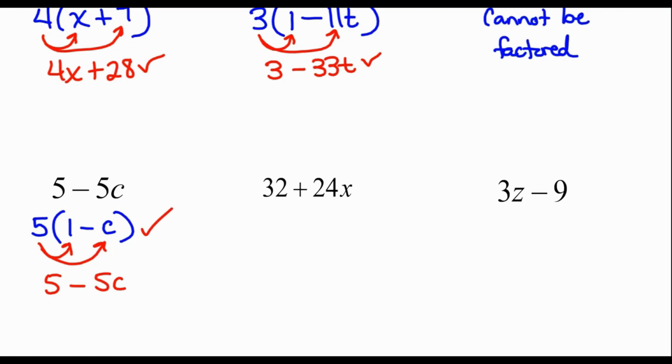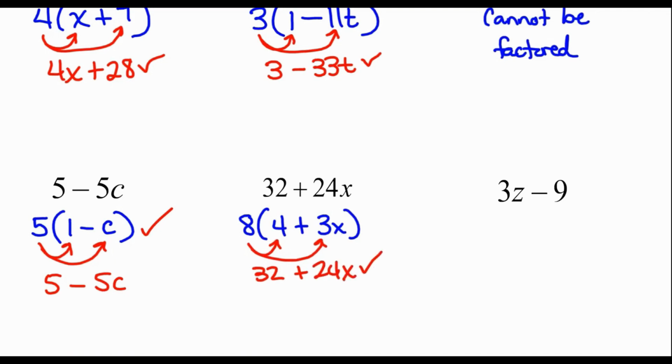Next one, 32 plus 24x. The greatest common factor here is 8. And 32 divided by 8 is 4. Plus 24x divided by 8 is 3x. And again, if I double check that, 8 times 4 is 32, plus 8 times 3x is 24x. And again, that checks out. I get back what I started with, so I know I factored it correctly.